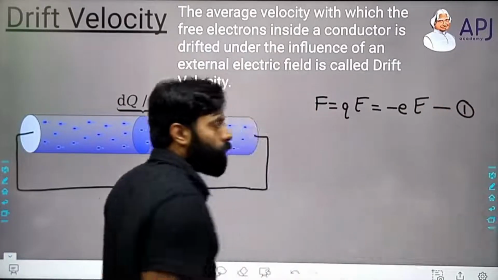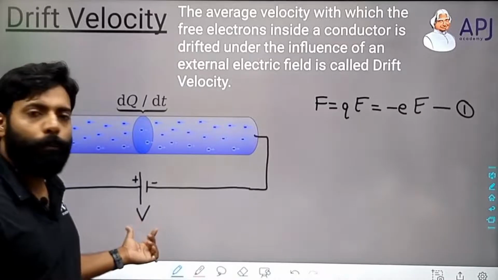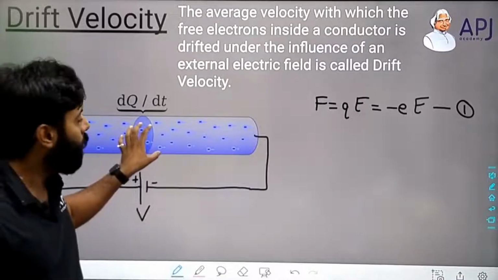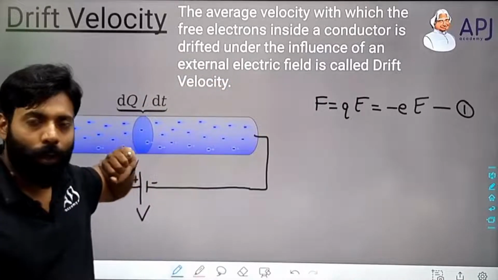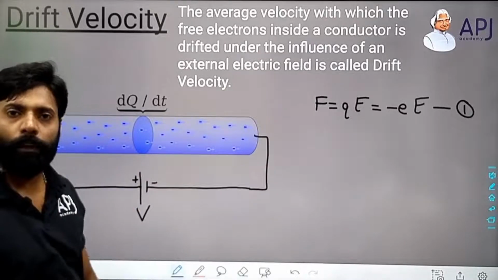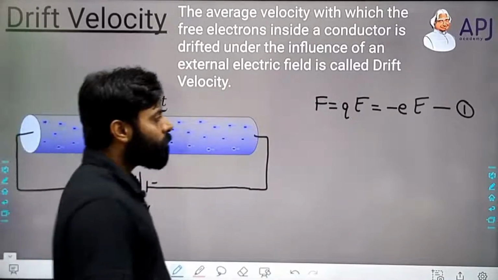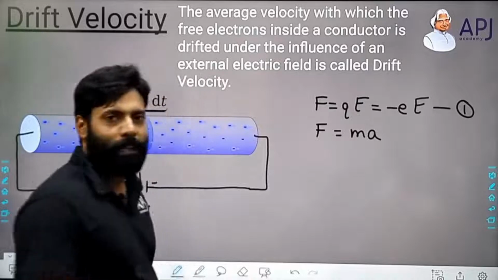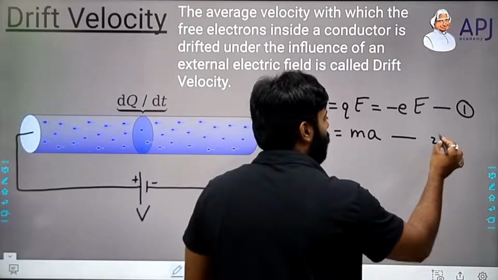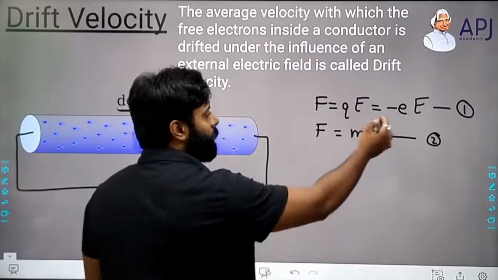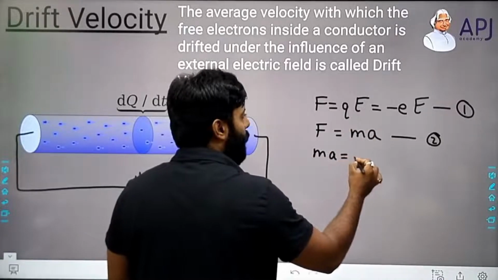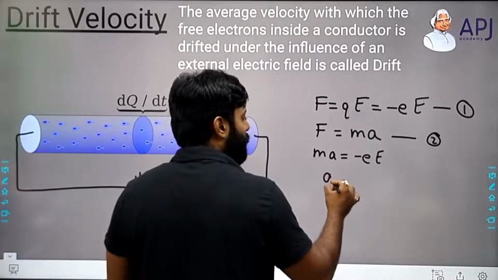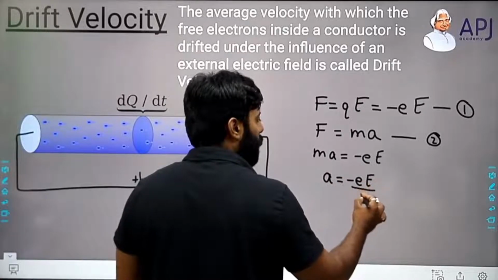So this will be my equation 1. How many of you agree that whenever we are providing a battery or a potential difference, there will be an electric field, and due to that electric field there will be a force on the electrons, and due to that force they will be moving, right? And also we know that Newton tells us that force is equals to mass into acceleration. So force is equals to mass into acceleration, and this is equals to minus eE. So I can say that ma is equals to minus eE. So acceleration is equals to minus eE divided by m.